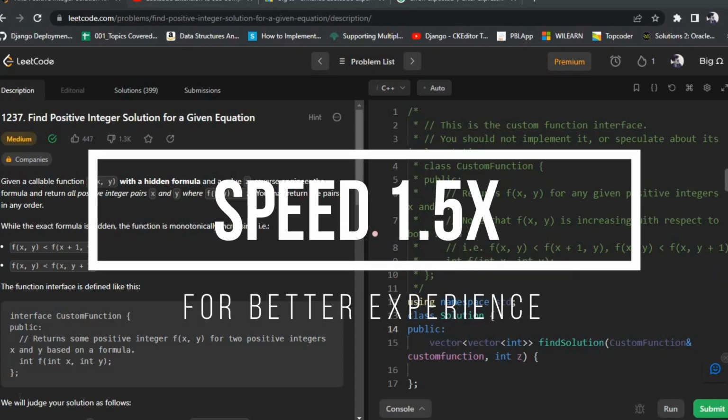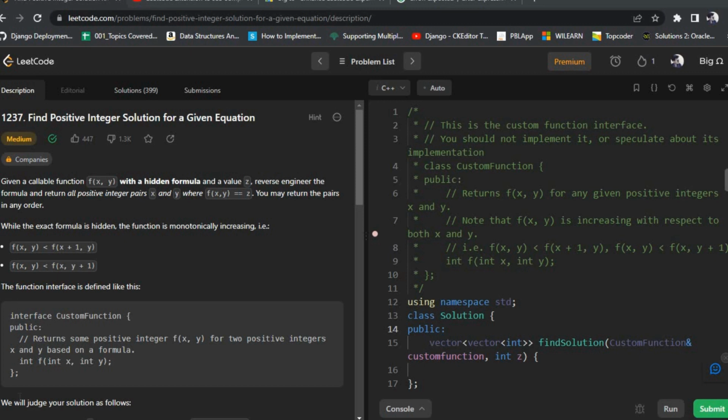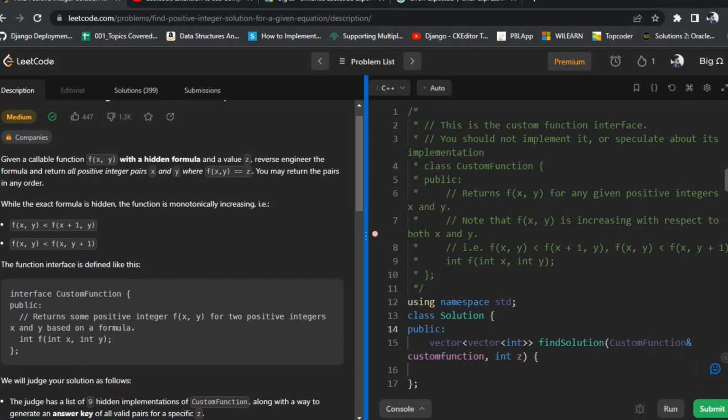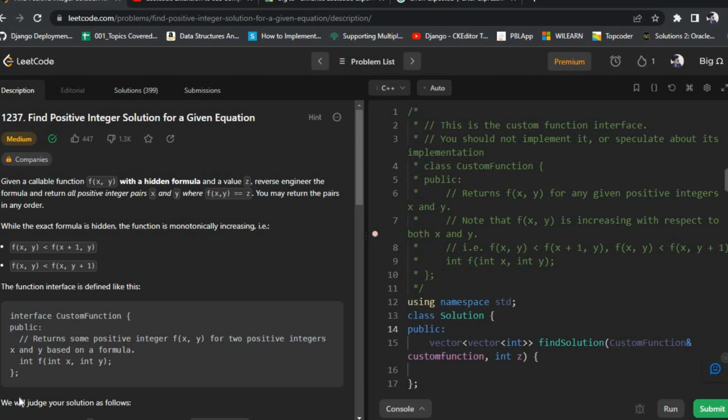Hello and welcome. Today we are doing another LeetCode problem on binary search. Okay, so this is the problem: find the positive integer solution for a given equation. Let's see what the problem statement is.